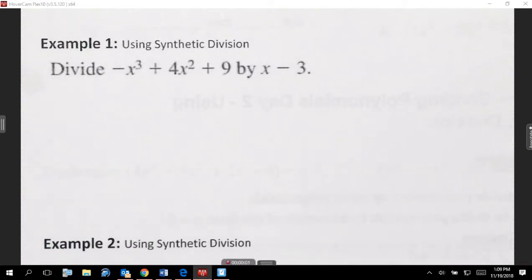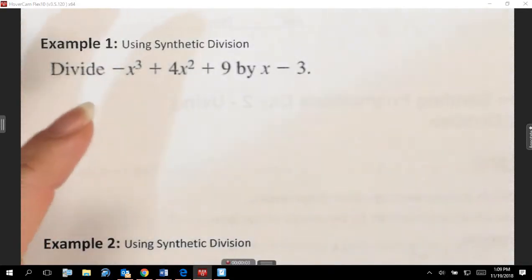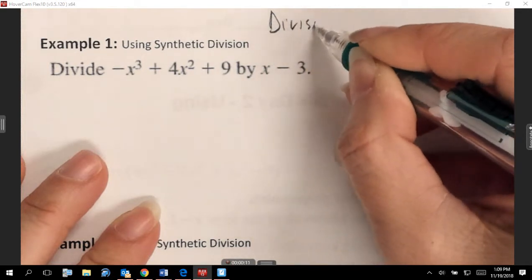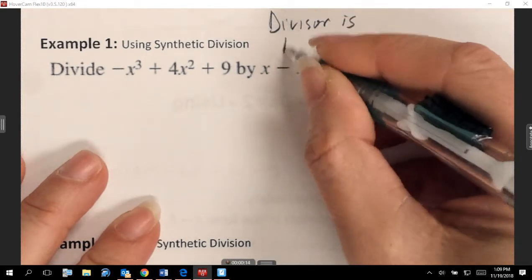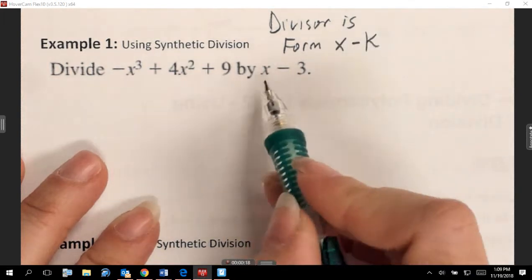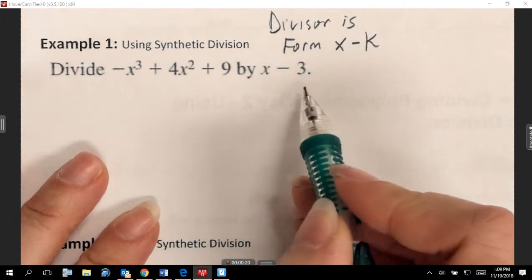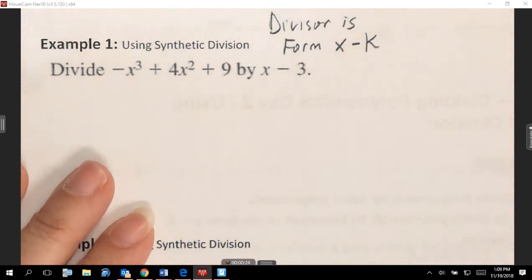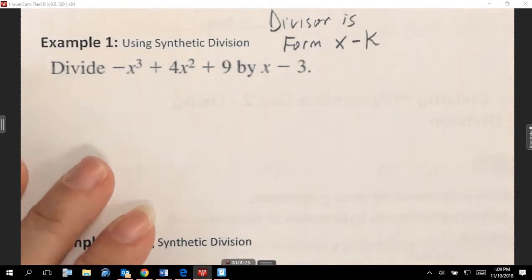All right. So for synthetic division, the very first thing that you want to do is make sure you can use synthetic division. You can only use synthetic division if the divisor is in the form of x minus k. So we look at our divisor, x minus 3. Is that in the form of x minus k? Yes.